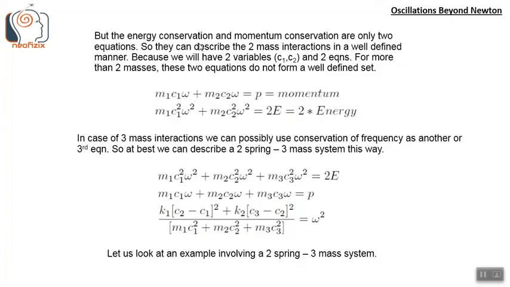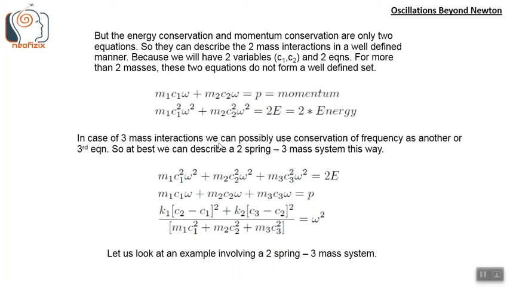But the energy conservation and momentum conservation are only two equations. So they can describe two mass interactions in a well-defined manner, because we will have two variables, C1 and C2, and two equations. So it's a neat system. Two variables and two equations. It can be solved in a well-defined manner. For more than two masses, these two equations do not form a well-defined set.